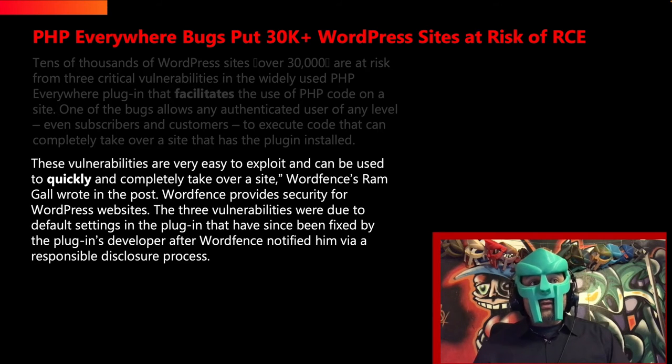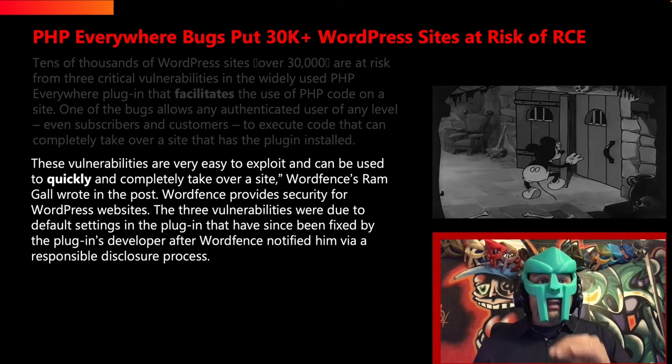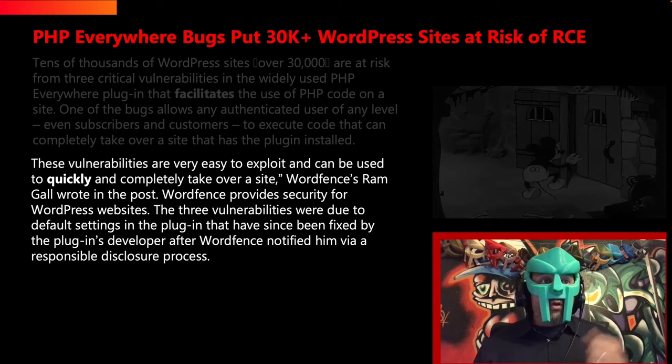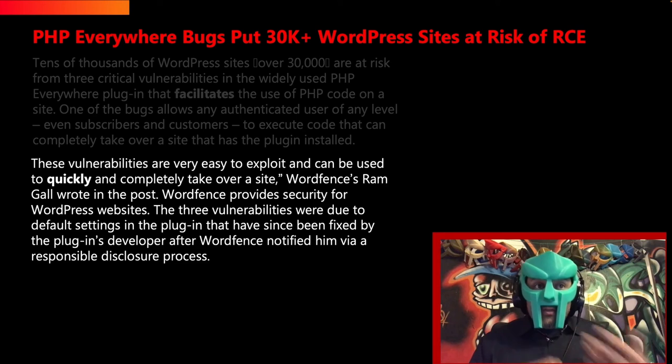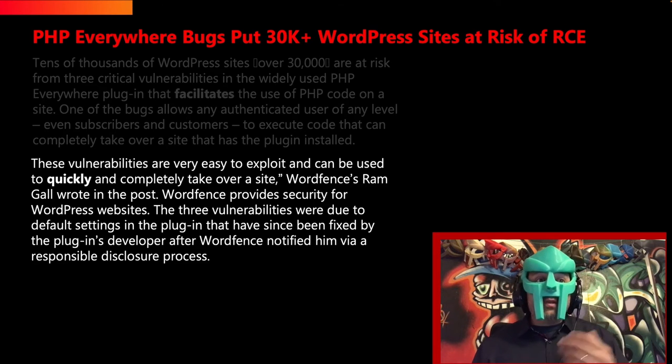These vulnerabilities are very easy to exploit and can be used to quickly and completely take over a site, Wordfence's Ram Gall wrote in a post. Wordfence provides security for WordPress websites. The three vulnerabilities were due to default settings in the plugin that have since been fixed by the plugin's developer after Wordfence notified him via a responsible disclosure process.